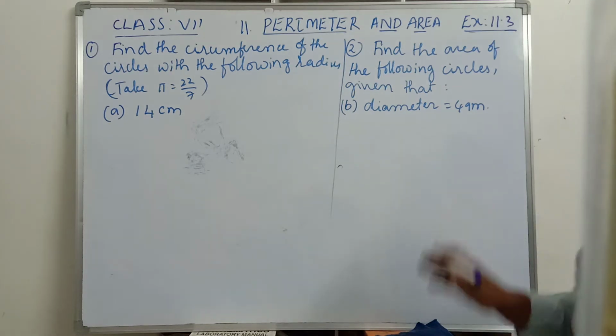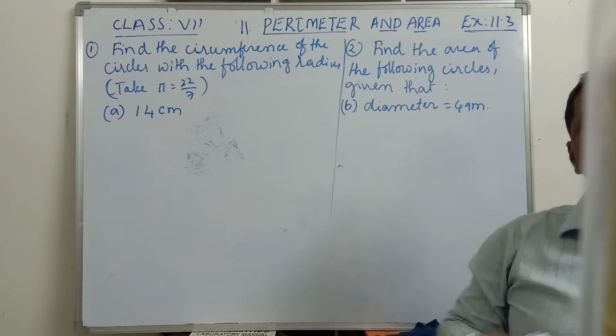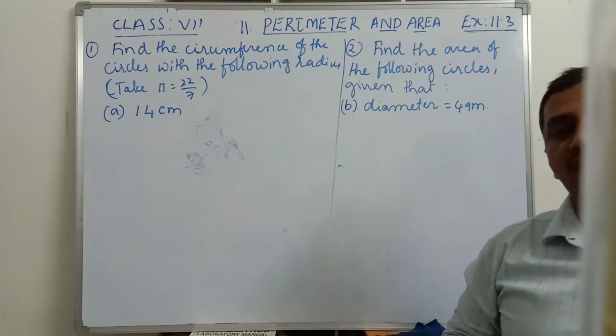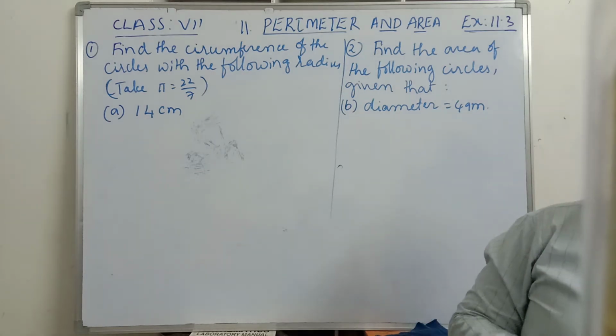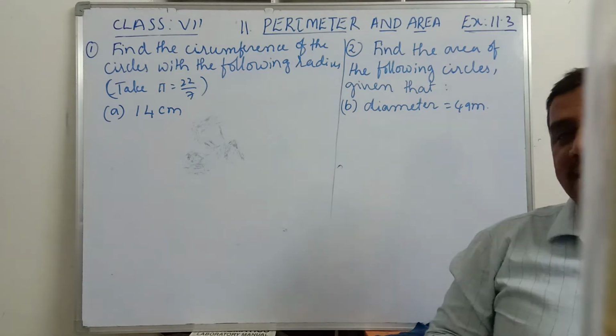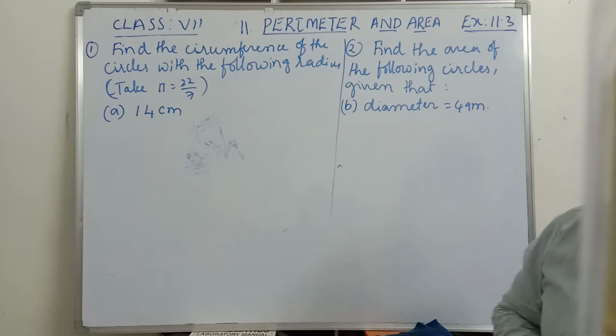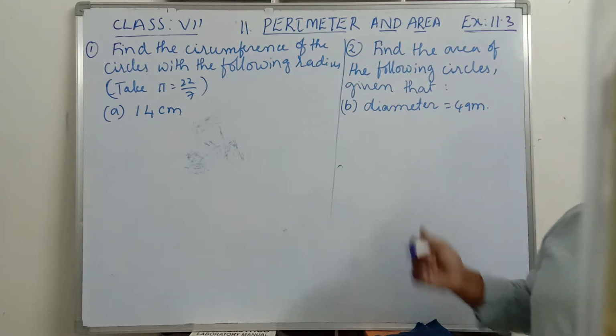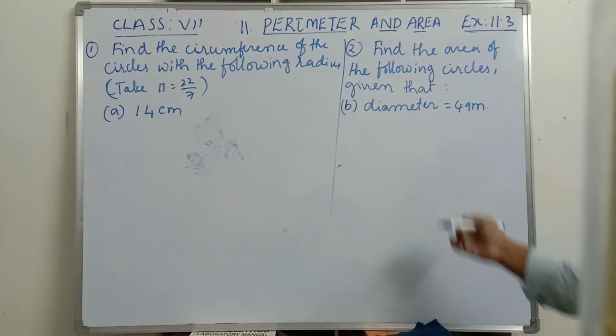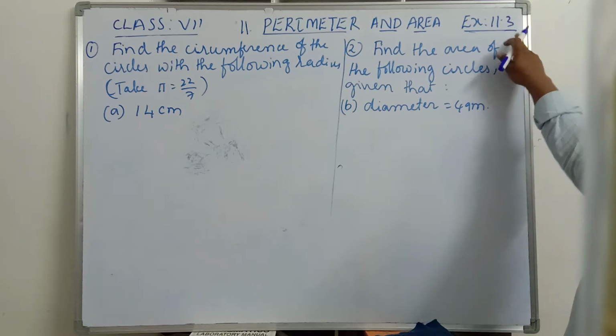And we also studied that the area of a semicircle is half pi r square units, and the circumference of the semicircle is pi r plus 2r units. Now with that knowledge, today we are going to solve some of the problems from exercise number 11.3.